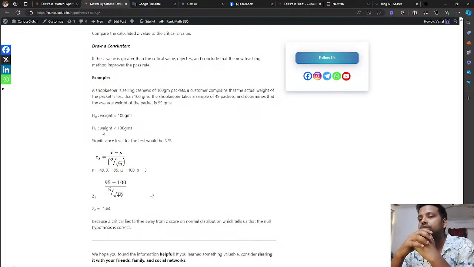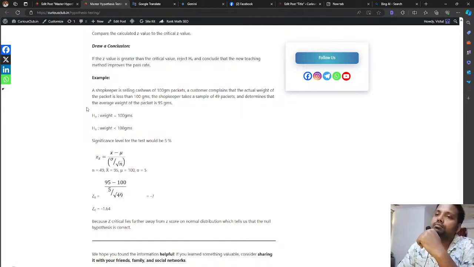Okay. So, sigma divided by root of n. n represents the number of samples, which is 49. So that's what I have made here in the formula: 95 minus 5 by root of 49.